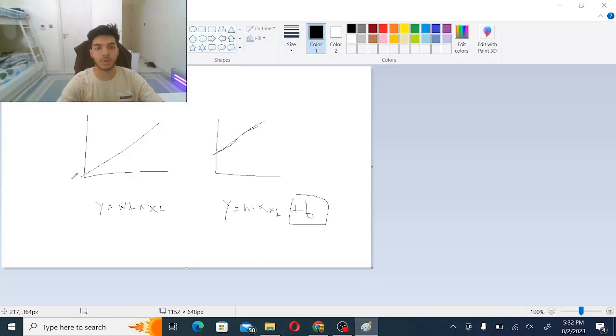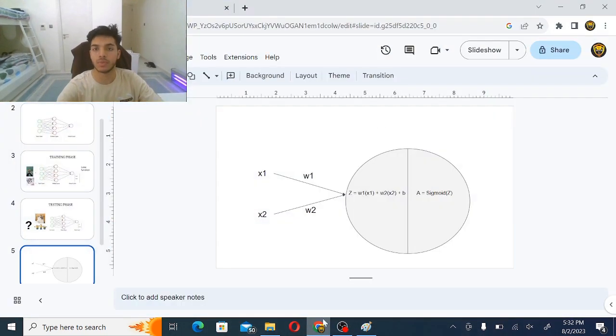So let's say, for example, we had a straight line like this. y equals W1 times x1. So that's a straight line. If we add a bias term to it, which is just a real number or constant value, it would have the effect of simply pushing it up vertically by some value. That's what a bias is for.